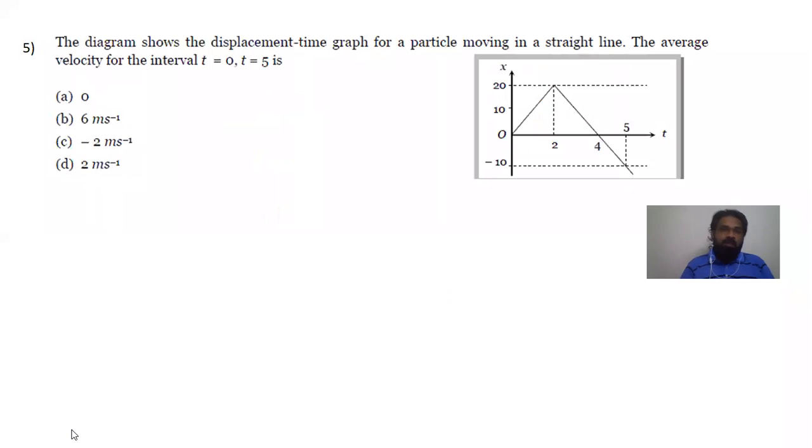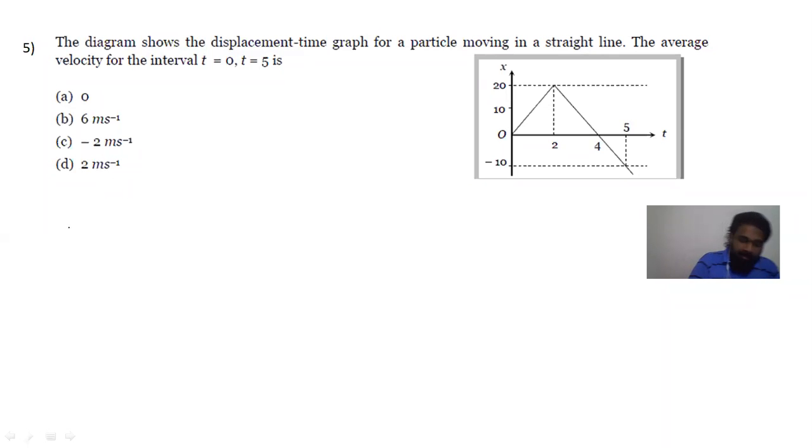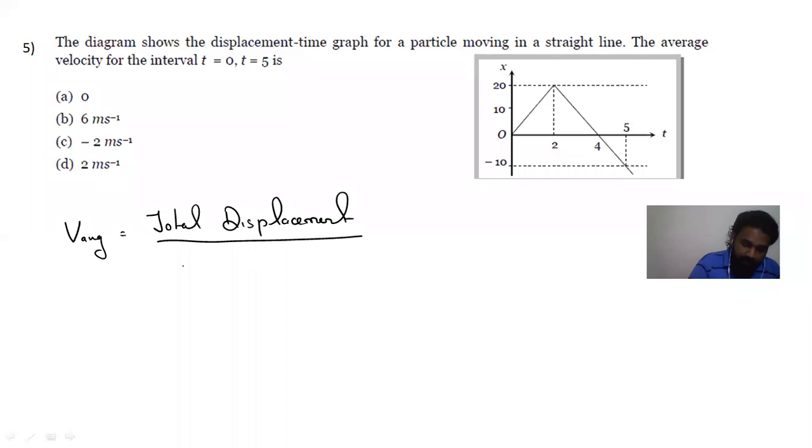This one. The diagram shows the displacement time graph for a particle moving in a straight line. The average velocity for the time interval t equal to 0 and t equal to 5 is? How to find the average velocity? Can you all try? If you are getting the answers, please comment. So average velocity is what? Total displacement divided by total time.